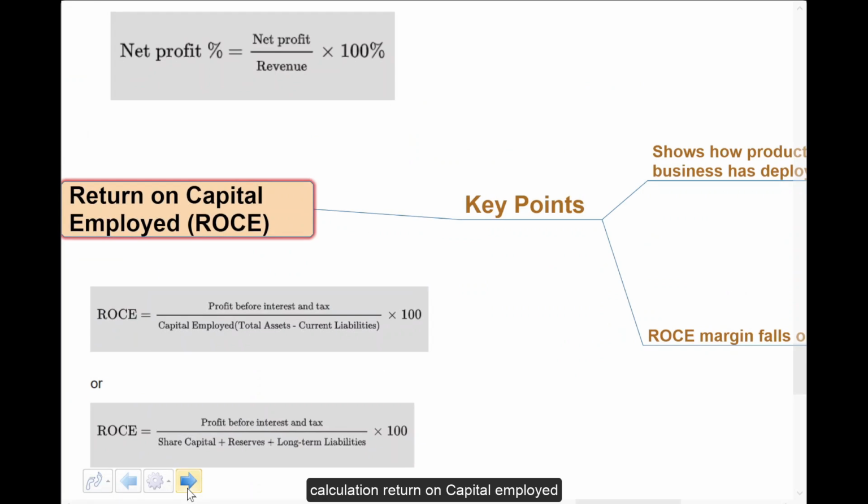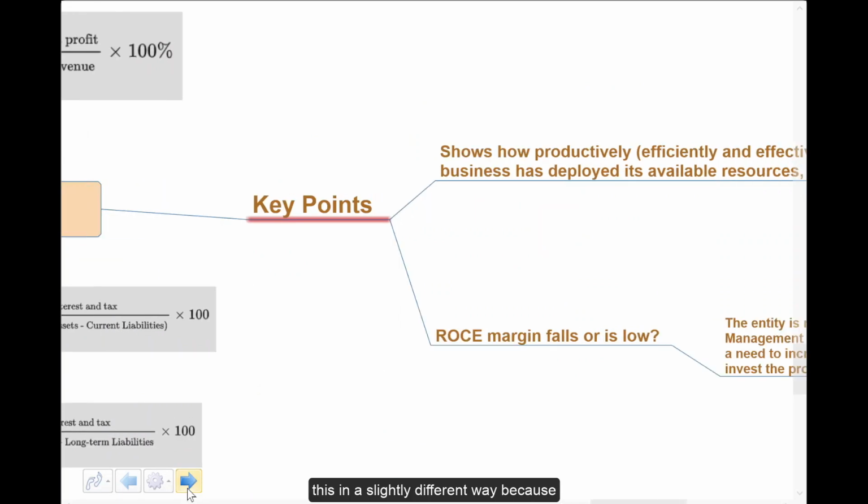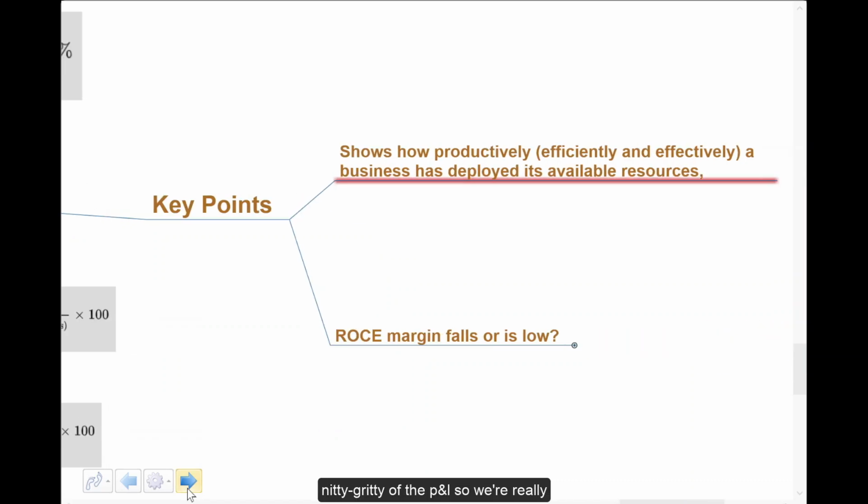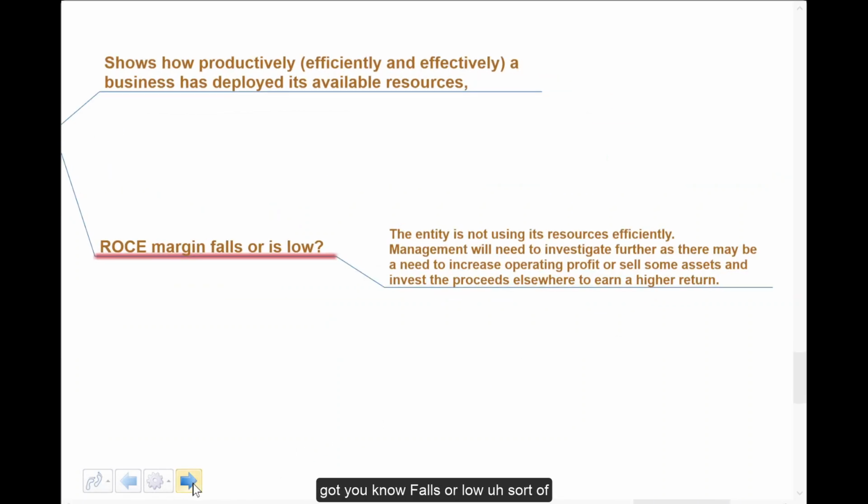Return on capital employed, you saw that we sort of pigeonhole this in a slightly different way because we're talking about really, really high-end stuff here rather than the nitty-gritty of the P&L. So we're really talking about efficiency and effectiveness in terms of available resources, or if you will, capital employed. We're looking at how a business uses the capital it has employed in that business. And if we've got falls or low sort of growth, then certainly we know that we have inefficiency.